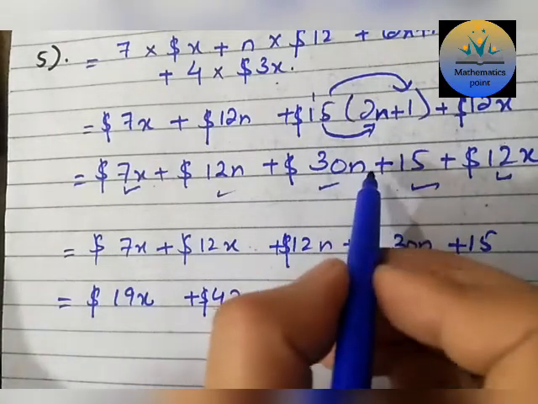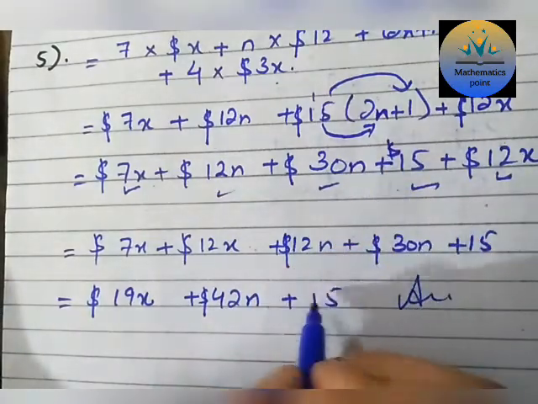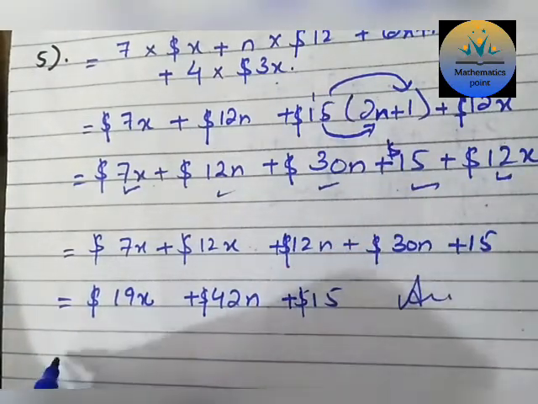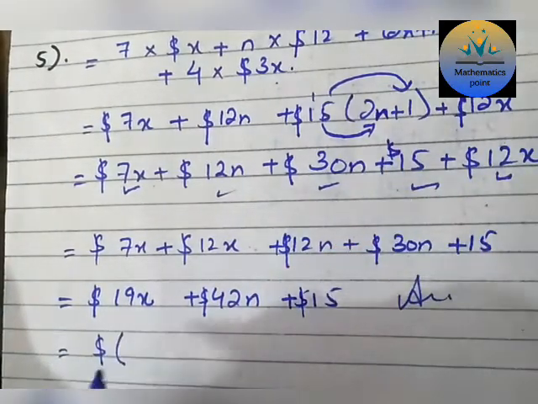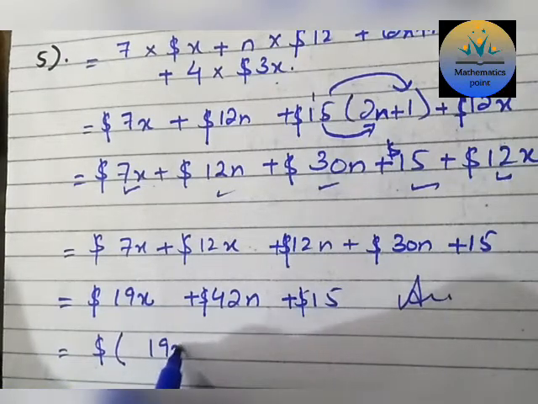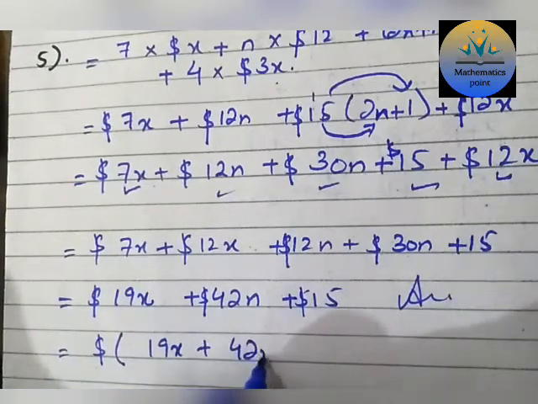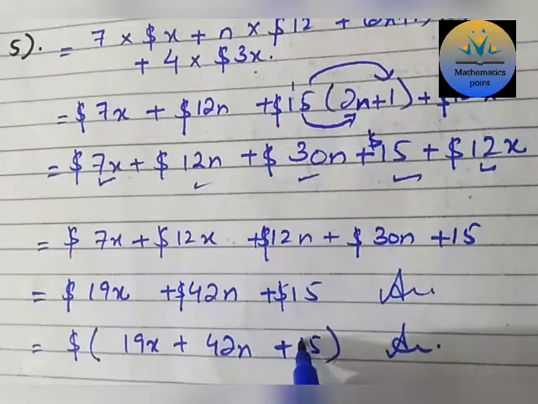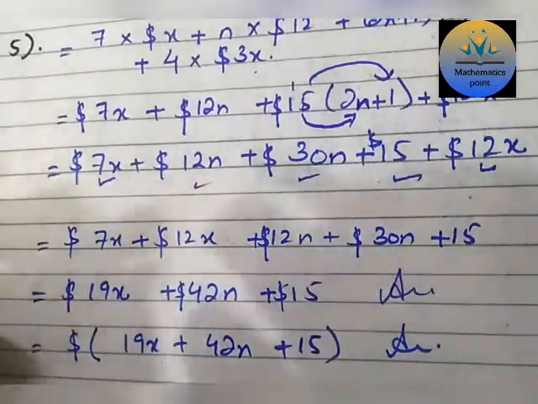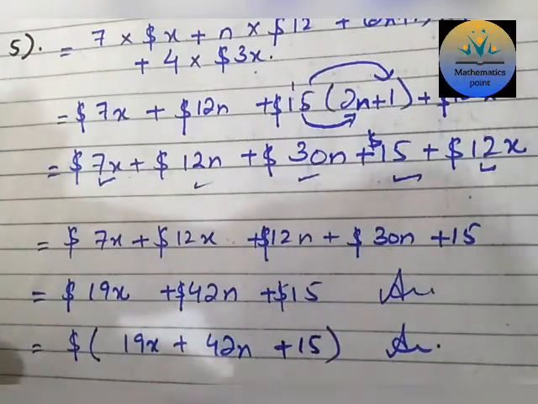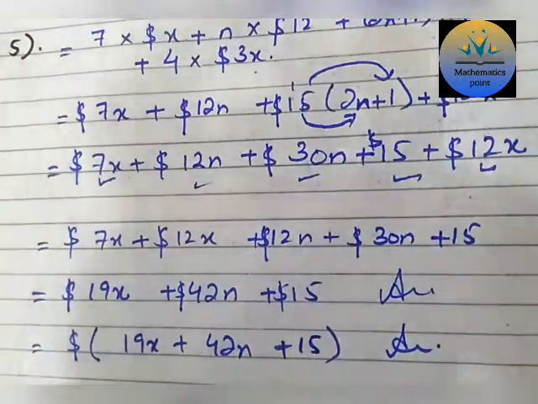$15 now, it is not about the 15, it is $15. So I just write this term as, take the dollar common, 19x plus 42n plus 15. So that is done with your practice exercise 3B question 5.